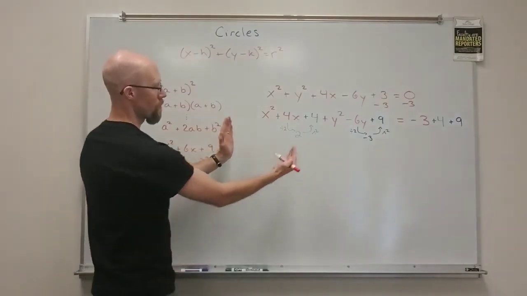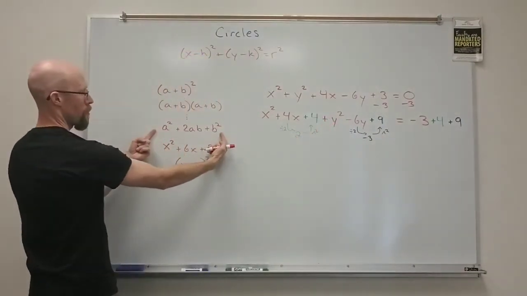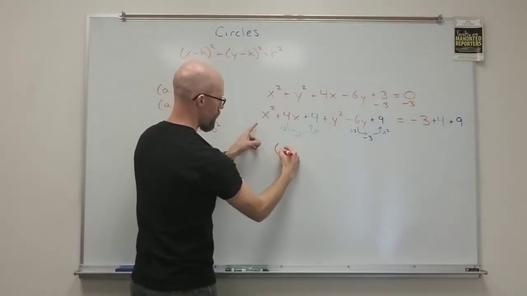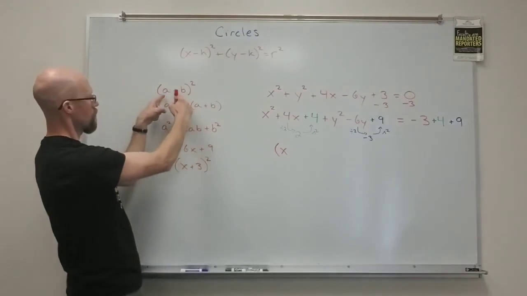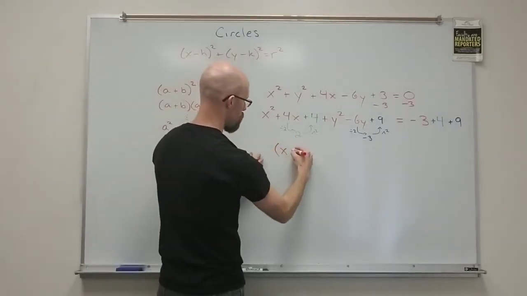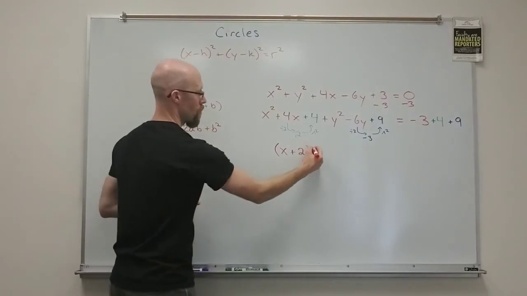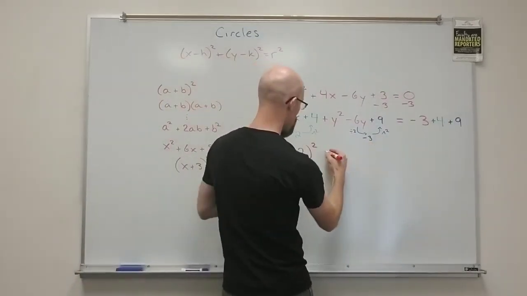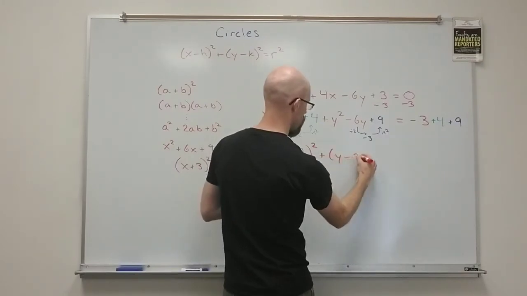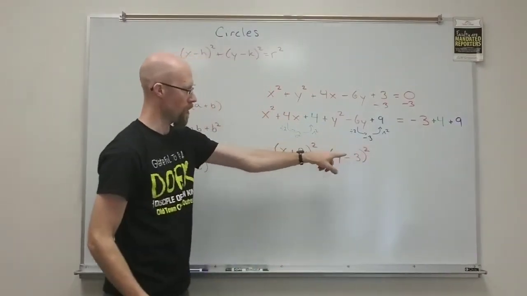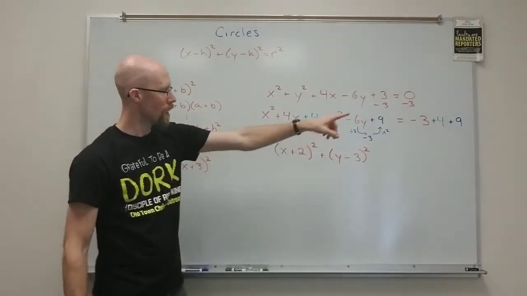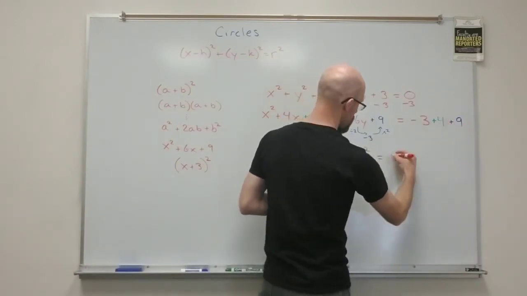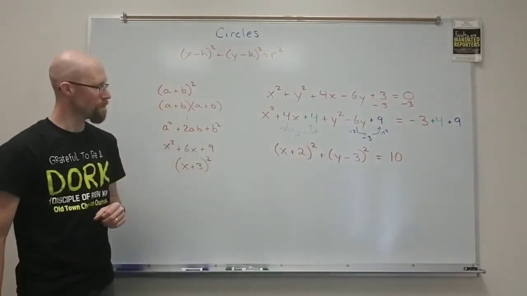Now when I factor these, the first 3 terms match the perfect square trinomial formula, so I factor them into a sum squared, and it's the a plus b, which are the square roots, so it's x plus 2 all squared. With the y's, it's going to be y minus 3 all squared. It's going to be that b value coming down. On the other side, when I combine my terms, negative 3 and 4 is 1. 1 and 9 makes 10. So I get a 10 there.